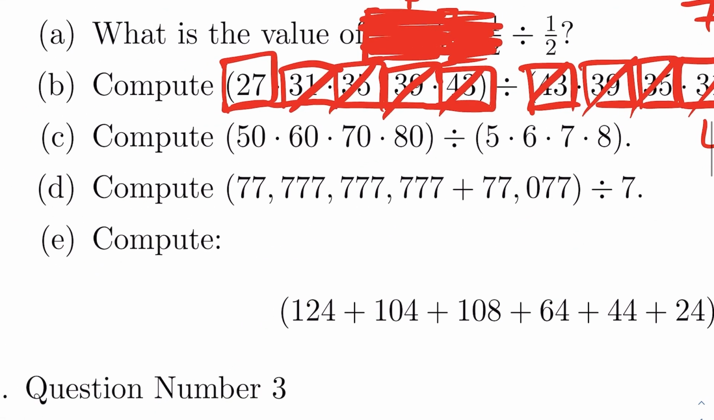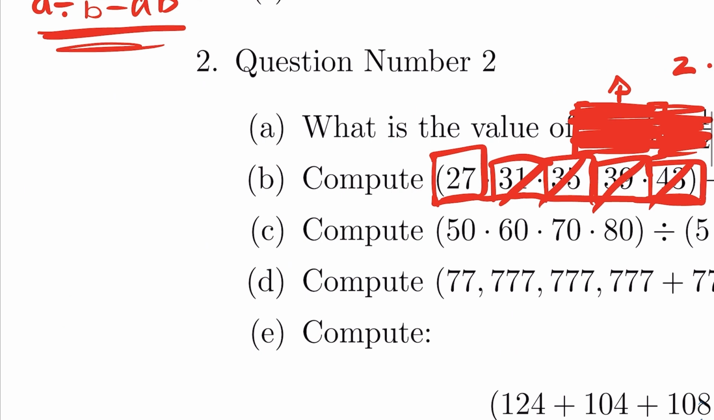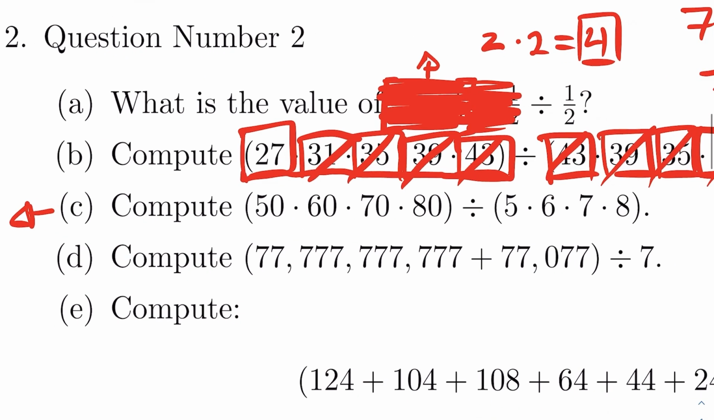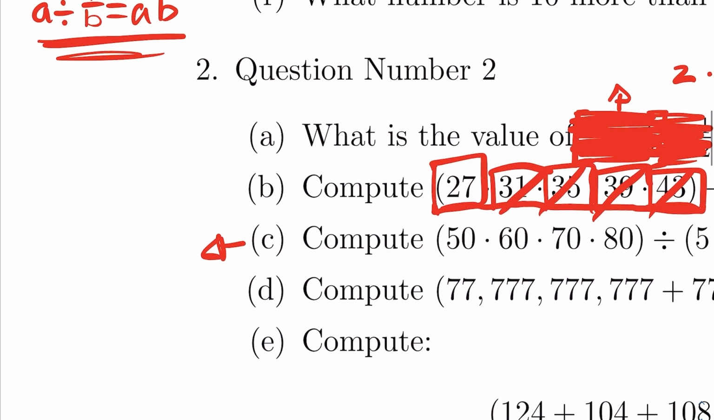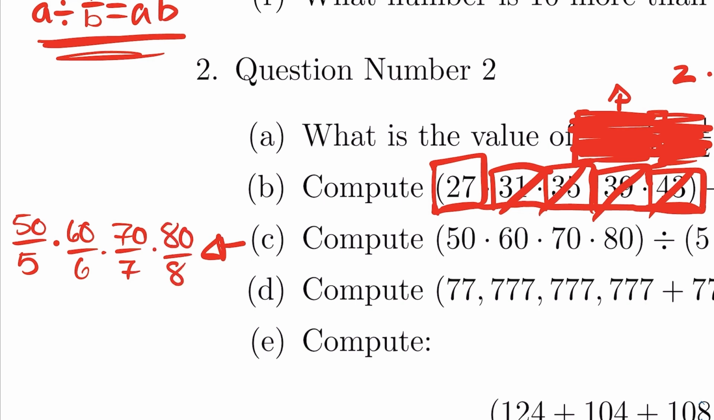Now we can go ahead and do problem C. So this says compute 50 times 60 times 70 times 80 divided by 5 times 6 times 7 times 8. So what I'm going to do is move this stuff around such that I have 50 over 5 times 60 over 6 times 70 over 7 times 80 over 8.